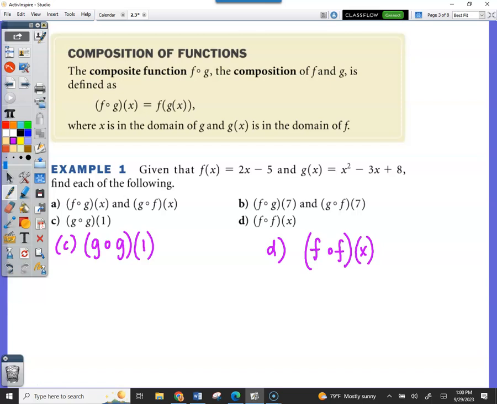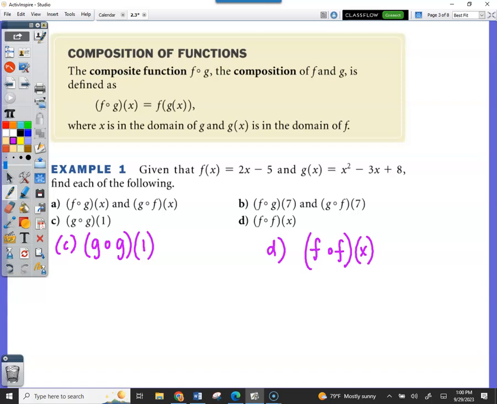Now, f of f, because it says of x, you actually do have to find that one. So you're going to write function f, beep out the x, and plug f in, and then clean it up. So that one is a function within a function, and you do have to find it.